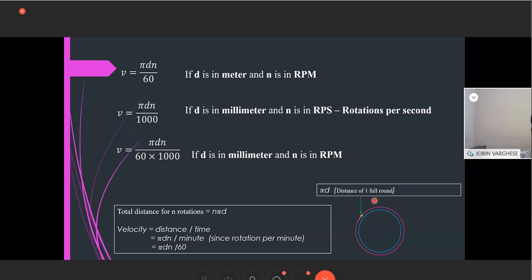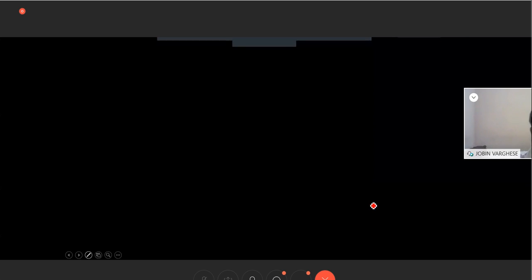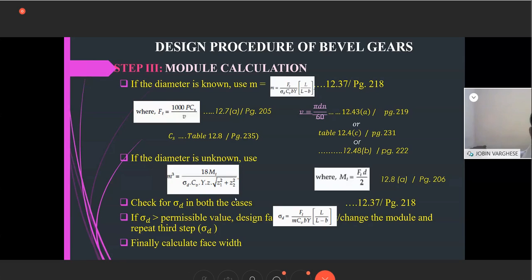This should not be a confusion anymore. In the case of the diameter, we have to use the module here. Then check for the sigma d in both cases.